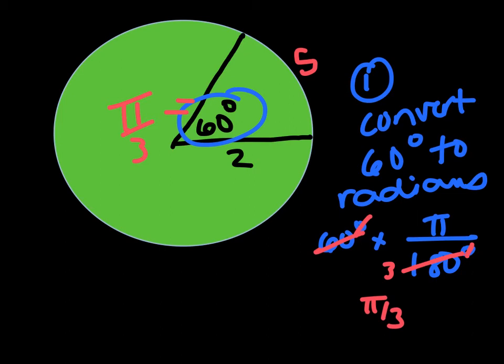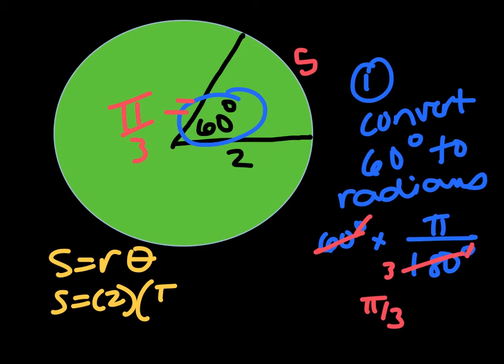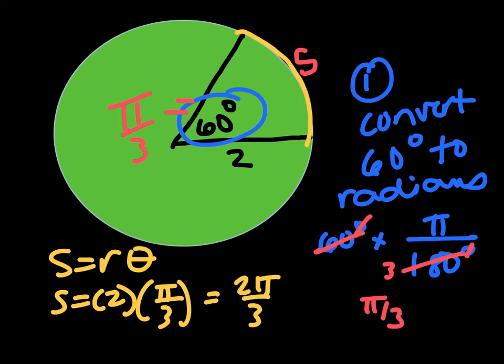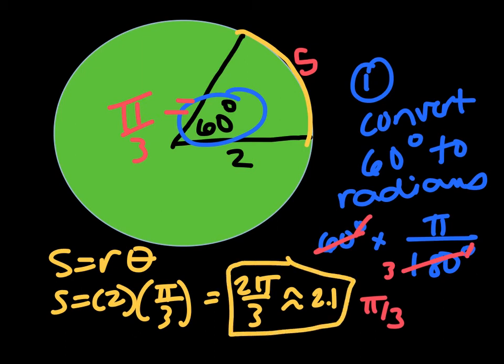So for my arc length, my radius is 2. My theta this time is pi over 3. And so that arc length here is 2 pi over 3, which is about 2.1, let's call the centimeters, inches, whatever the units are, 2.1 units.